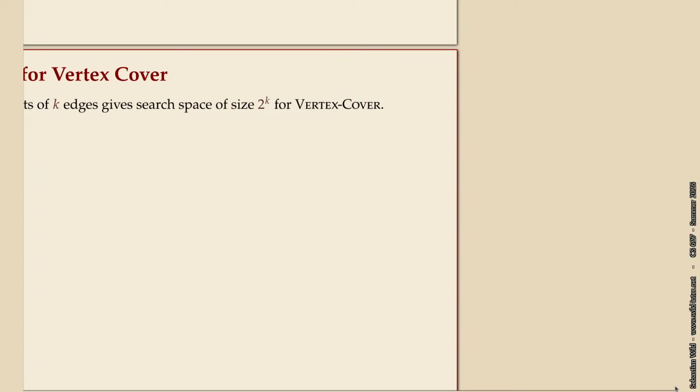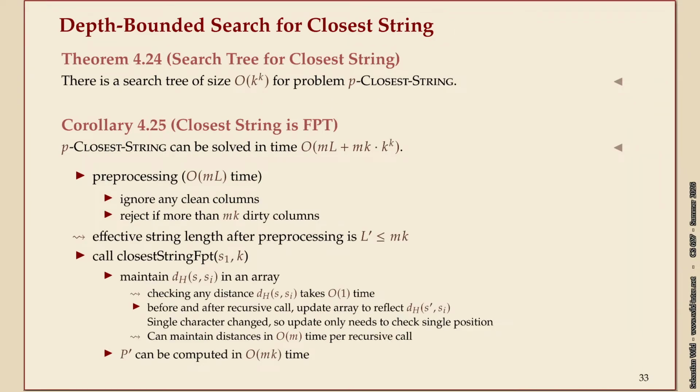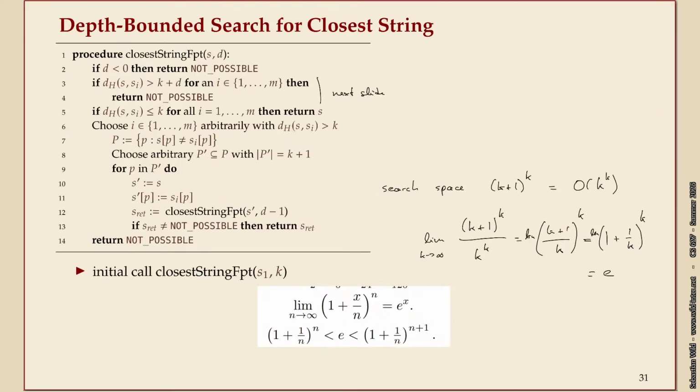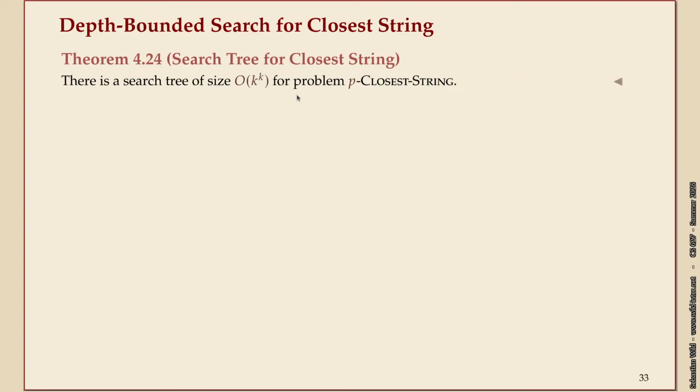And of course, that's just some constant, so that's order 1. Which proves that (k plus 1) to the k is big O of k to the k. And that was the claim here. The search tree size is at most this in the worst case.